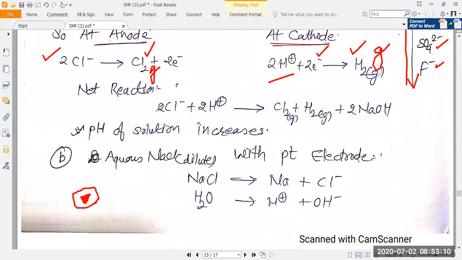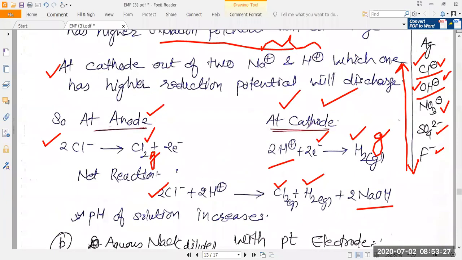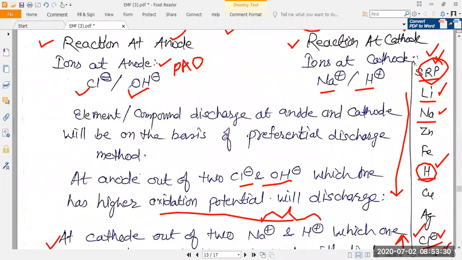So the net reaction is chloride ion, sodium ion, and H plus ion giving chlorine and hydrogen, and in the solution NaOH will be remaining. Chlorine has been discharged. At the anode we get chlorine gas. At the cathode side we get hydrogen gas.